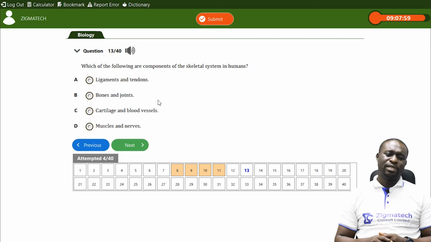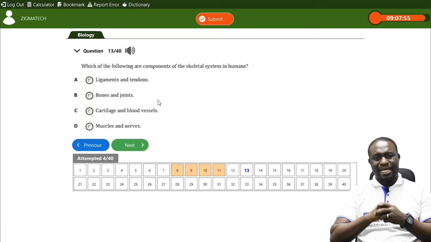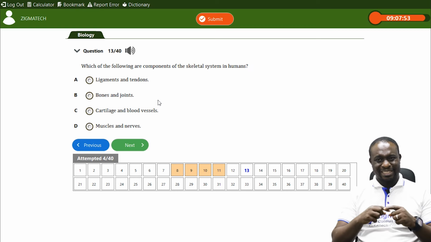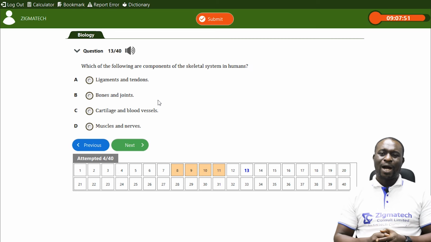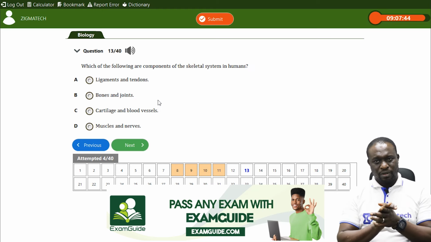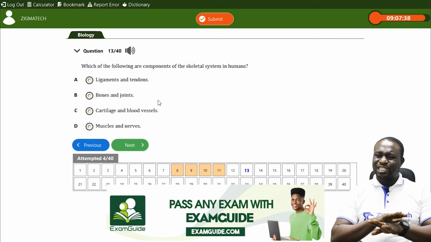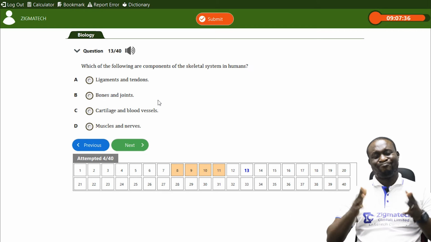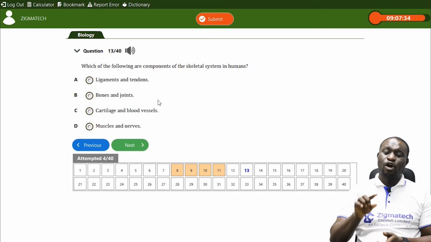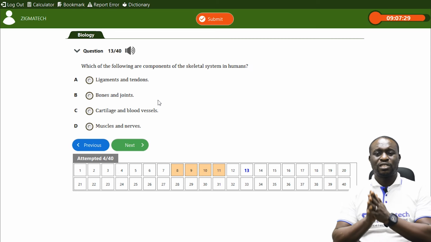Now, what is actually a ligament? A ligament is what holds two bones together firmly in a joint, while a tendon is a connective tissue that connects muscles to bones. Okay? Now, these two definitions I have given for option A are all encapsulated in option B. Option B says bones and what?